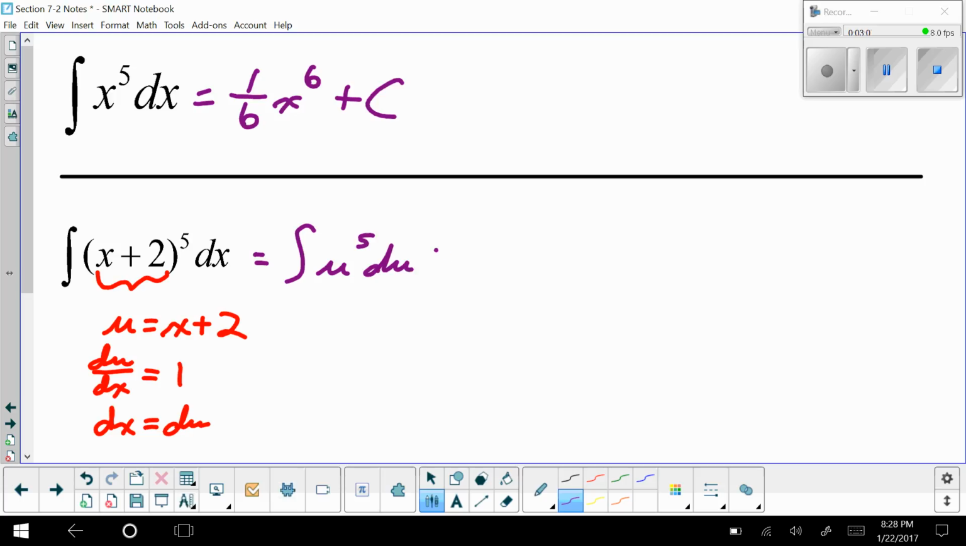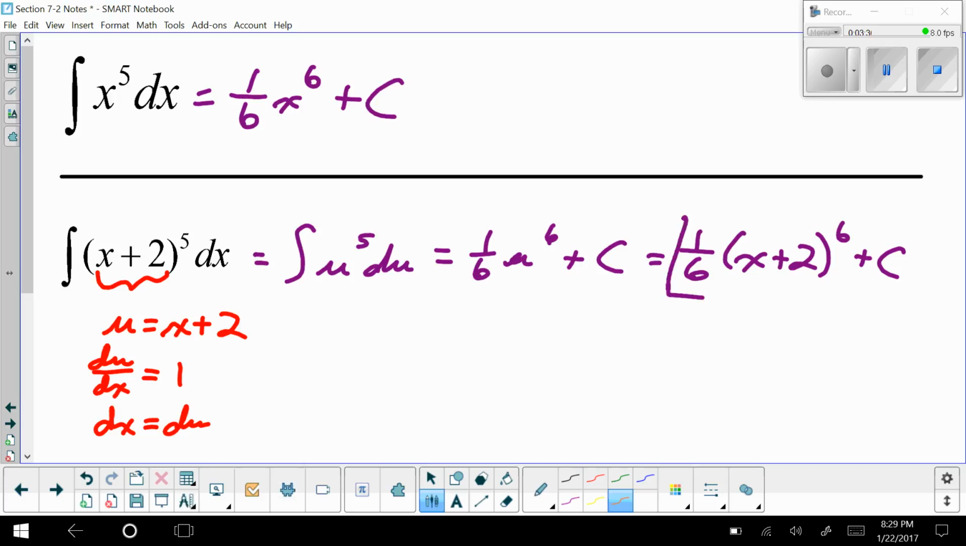So here, the antiderivative of u to the fifth with respect to u would be 1/6 u to the sixth plus c. But I'm not done, because we were specifically asked at the beginning, what's the integral with respect to x? So I need to change back to x's. But we know that u is equal to x plus 2, so I just plug x plus 2 back in for u. I get 1/6 times (x plus 2) to the sixth plus c. And here is my antiderivative.